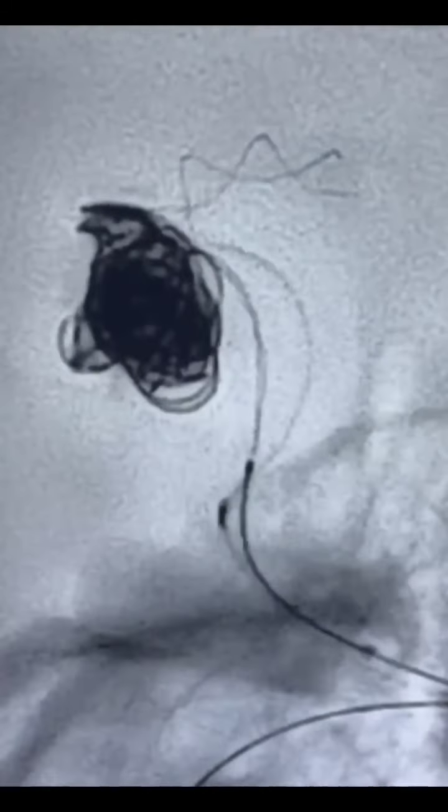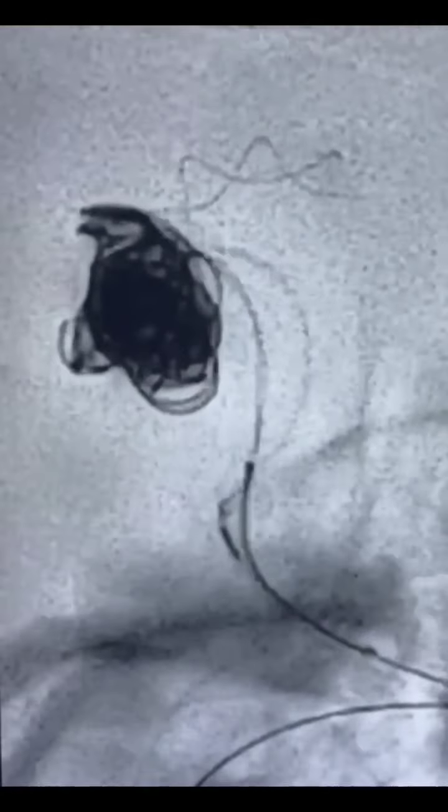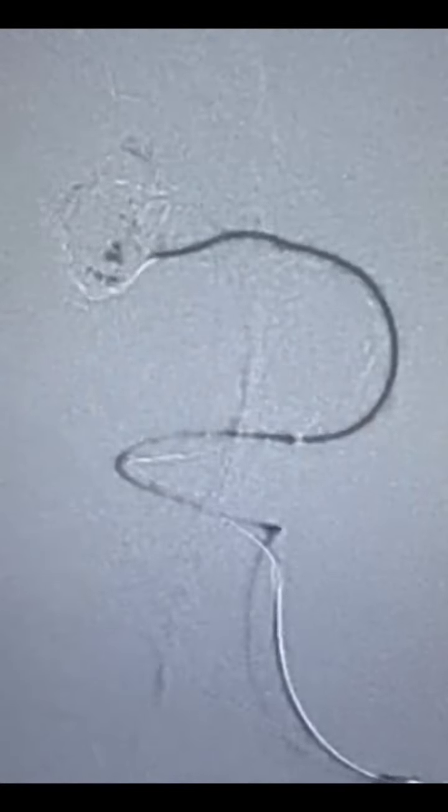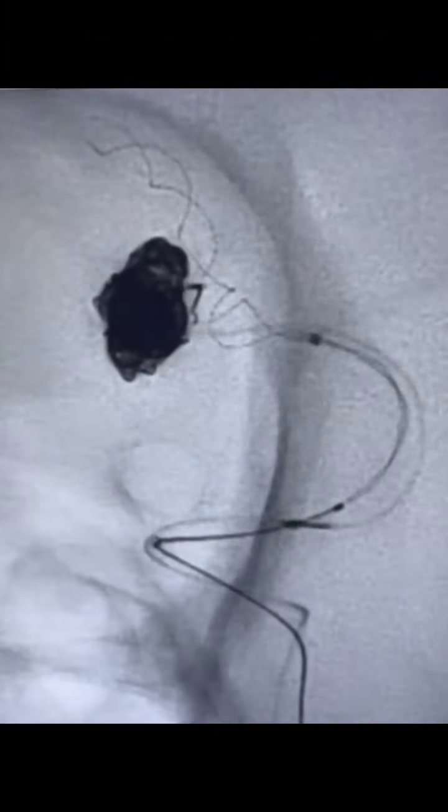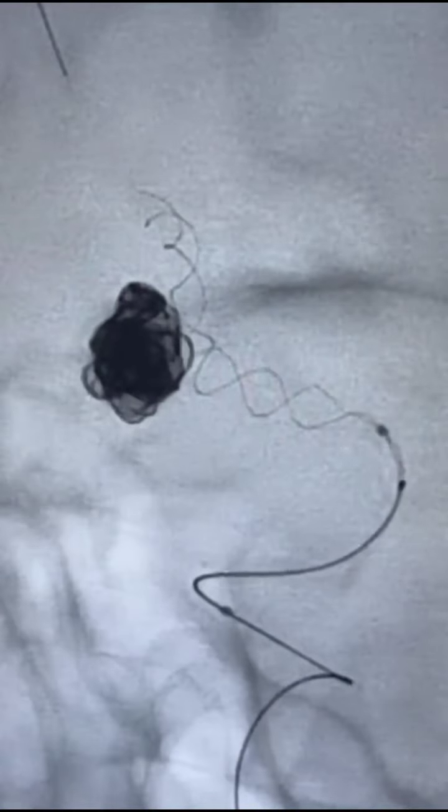In this roadmap, you notice the coil entering the posterior lobule of the aneurysm. We were able to achieve coil packing into both the superior and the posterior lobule. Once adequate coil occlusion is achieved, the microcatheter is removed, following which the rest of the stent is deployed.